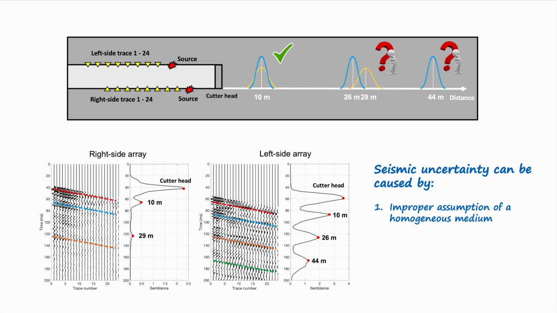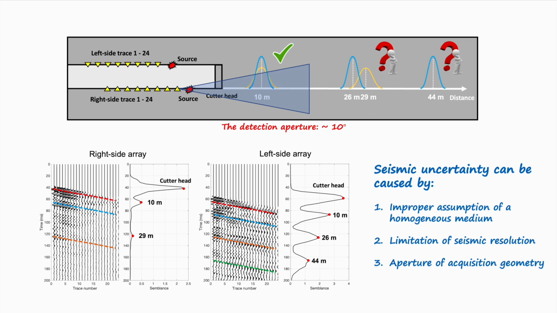Seismic uncertainty can be caused by several factors, including improper assumption of a homogeneous media, and limitation of the seismic resolution, which depends on the seismic wavelength and signal-to-noise ratio. In this case, the seismic wavelength ranges from 4 to 10 meters. Another factor is acquisition geometry aperture. Our numerical simulation shows a single-side array's detection aperture is about 10 degrees, meaning the seismic method may struggle to pinpoint obstacles directly ahead or to the side if within this aperture.